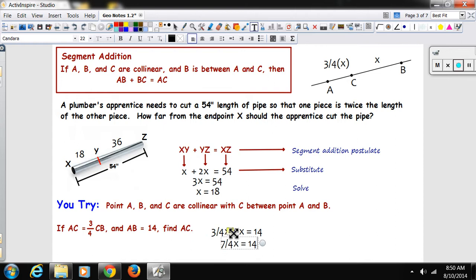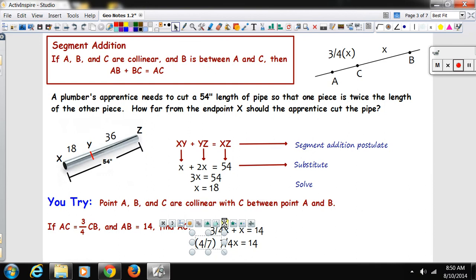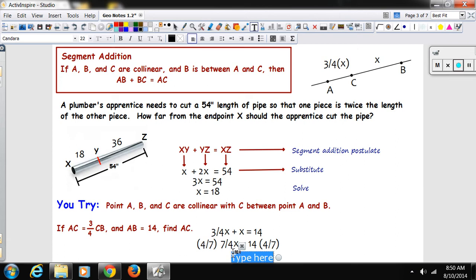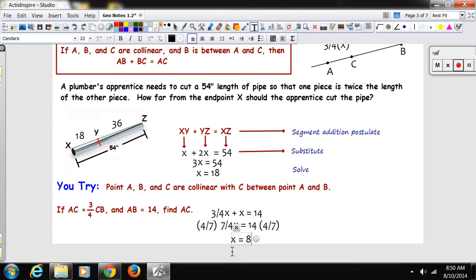And then you could multiply both sides by 4 and then divide both sides by 7, or you could just multiply by the reciprocal, 4/7, on both sides. That would cancel out both of these fractions. So you would get the 7 and the 14 to cancel out to a 1 and a 2. 2 times 4, your x is going to equal 8. So down here we could put x equals 8.